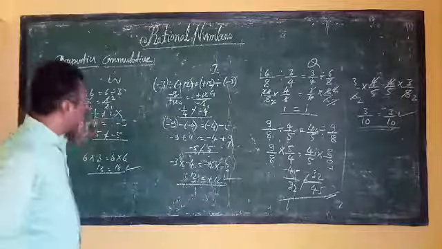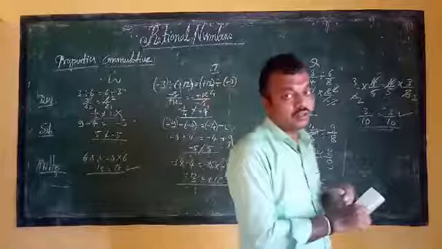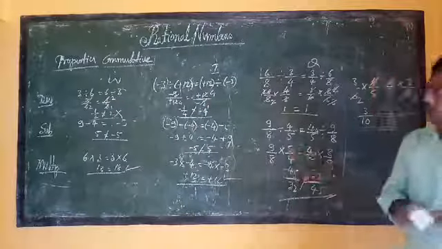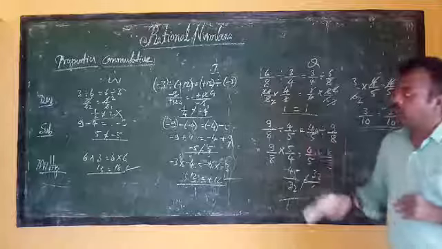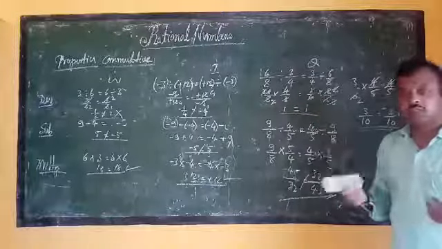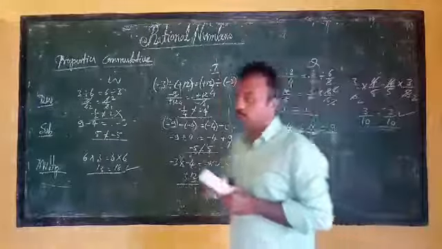Understand? So dear students, in addition all are satisfied, in subtraction none is satisfied, in multiplication all are satisfied, and in division none is satisfied. It is only satisfied under addition and multiplication, and subtraction and division are not satisfied. Understand, students? So like this we have to discuss the properties.